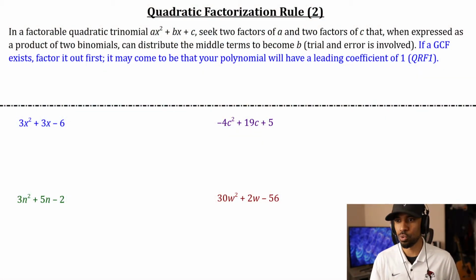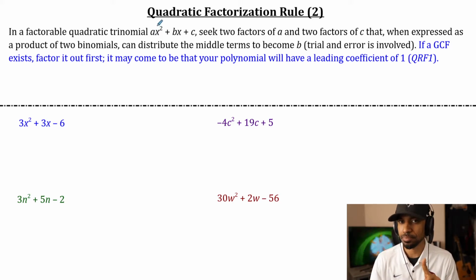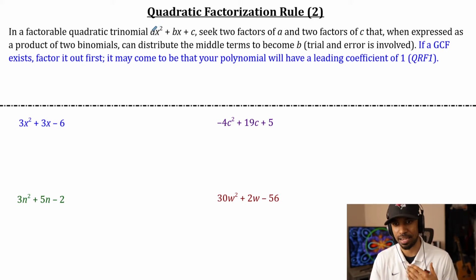Quadratic factorization rule 2. Last one was rule 1. If you want to watch that video, it's a very basic form with x squared plus bx plus c. This is now ax squared plus bx plus c. I'm referring to a possibly not being positive 1, which means you got to do more to your factoring.